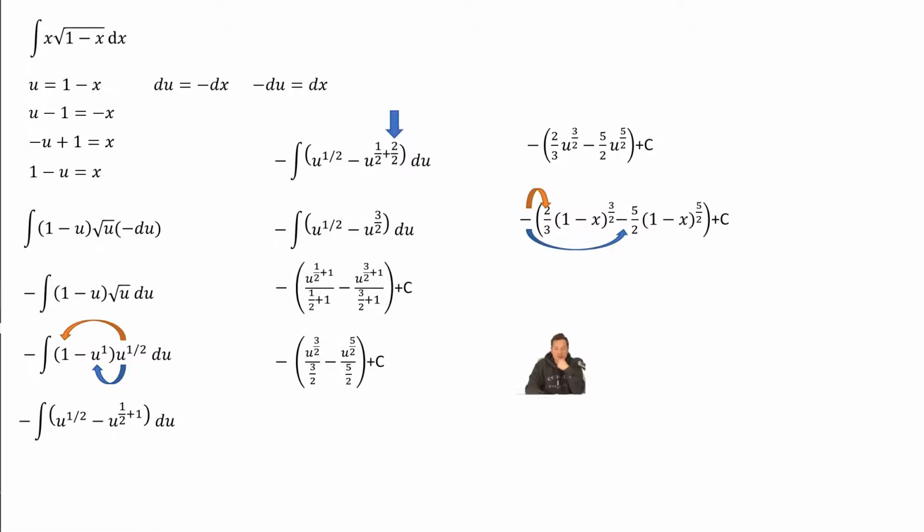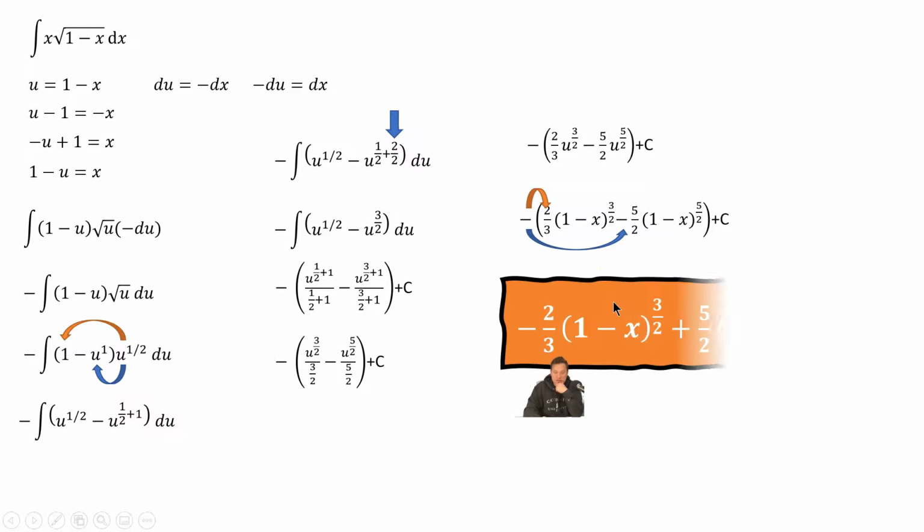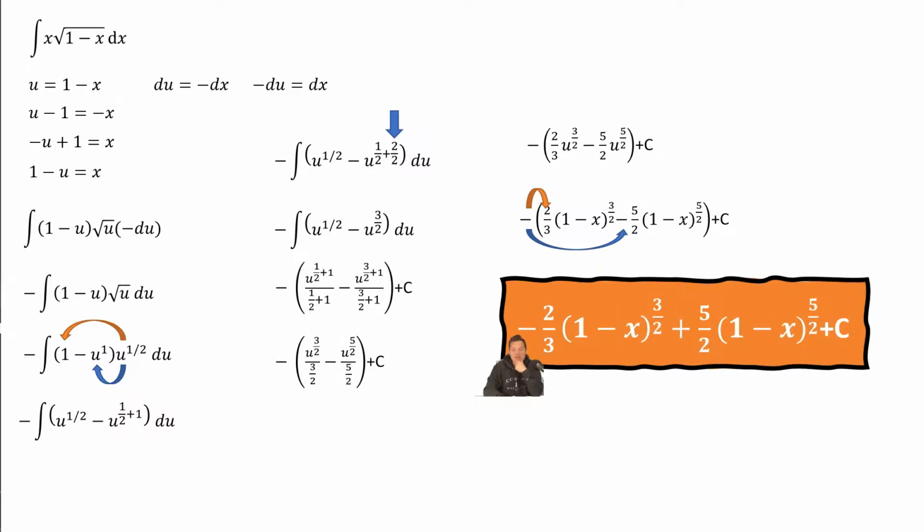So finally, when I do that, it's going to give me the following answer. I have negative 2/3 as a coefficient. Then I have 1 minus x to the 3/2. Then I have a positive 5/2, and then I have 1 minus x to the positive 5/2, and plus C at the end. And this is the answer.